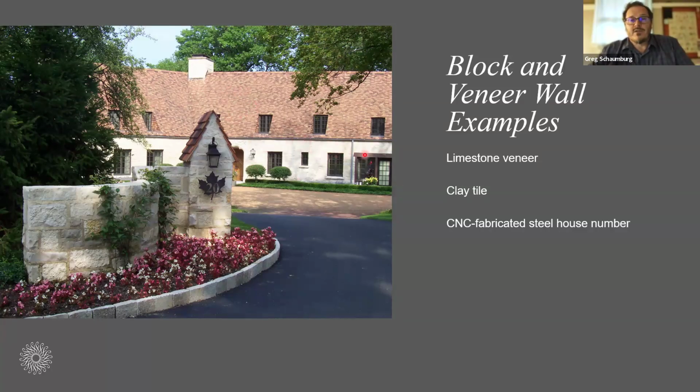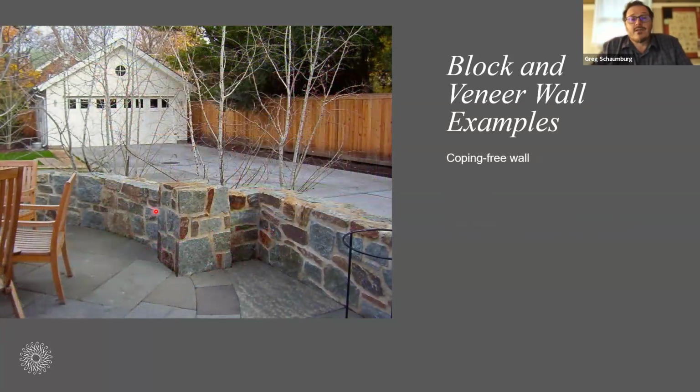In this case, it was a limestone veneer. We had a clay tile, not a Spanish clay tile, but an old and historic clay tile roof that we had used some pieces for here. And then just a CNC fabricated steel house number for it. But again, opportunities to use the same material, the same mortar pattern, and let your landscape details feel like they belong to the house, a little bit more bespoke way to go, but certainly some other opportunities.